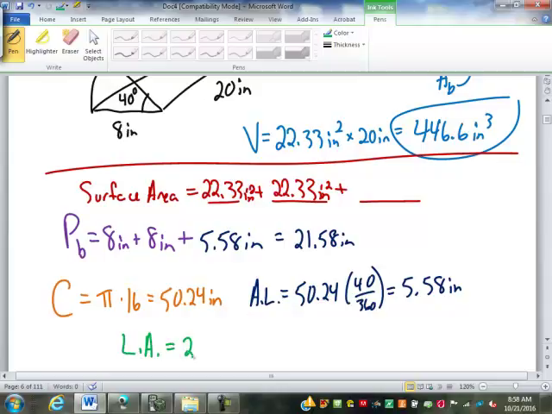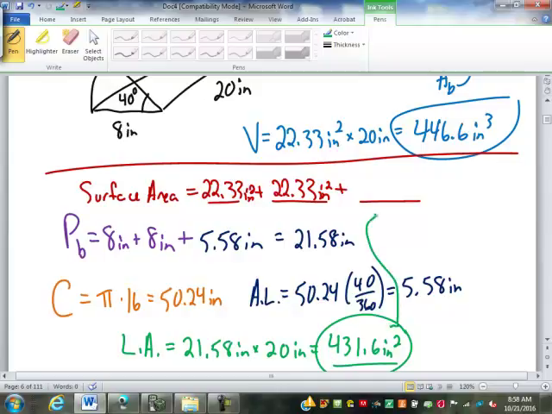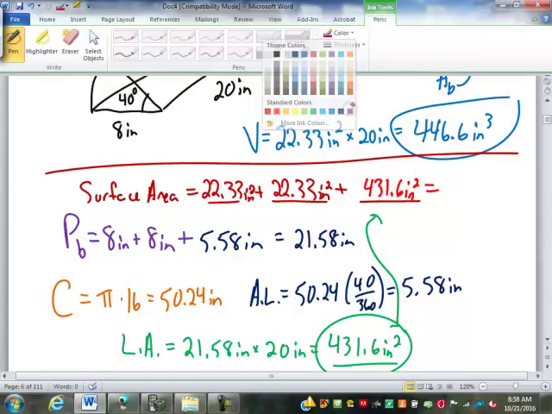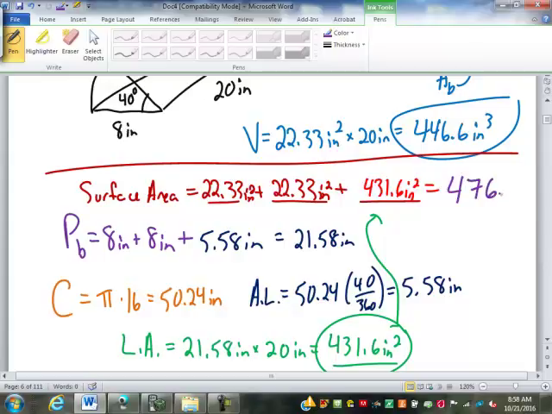Our lateral area is going to be that perimeter, 21.58 inches times 20 inches, which is going to give us 431.6 inches squared, correct? Which adds up to 476.26 inches squared, my total surface area. What do you think?